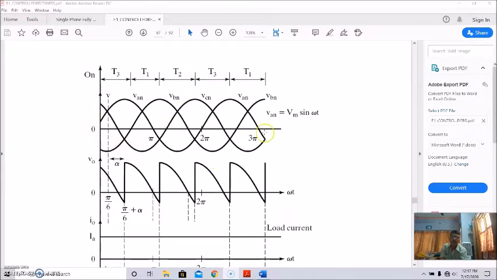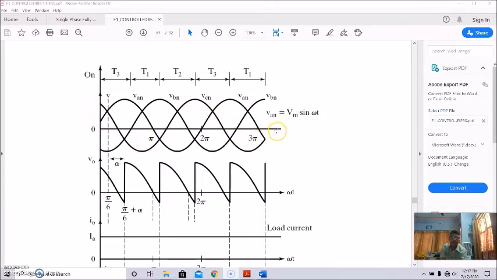Basically these are the three-phase supply system. This is the A phase, that is VAN equals Vm sin omega t, and that is the B phase, which is 120 degrees lagging behind the A phase. If we take the A phase as a reference, this is the B phase, and with respect to the A phase, the C phase is 240 degrees lagging. That means it is 120 degrees leading. So that is the C phase.